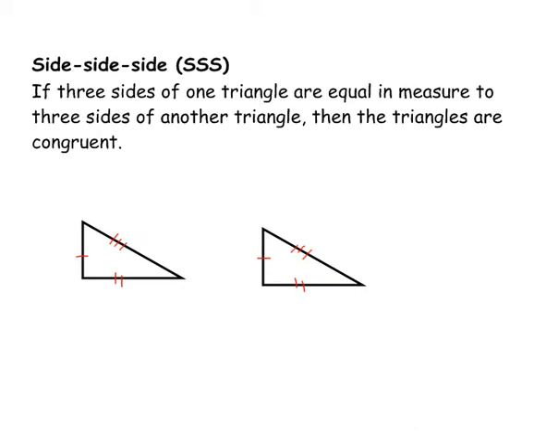The last one is side, side, side. If all the sides on this triangle are equal to all the sides on this triangle, then the two triangles must be congruent. It's important to see that that's not true when you're talking about angles. If all of the angles are equal, then you have similar triangles. But if you have all the sides equal, then you have congruent triangles.